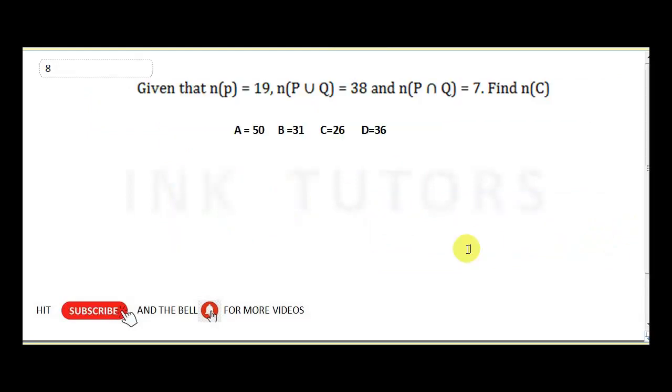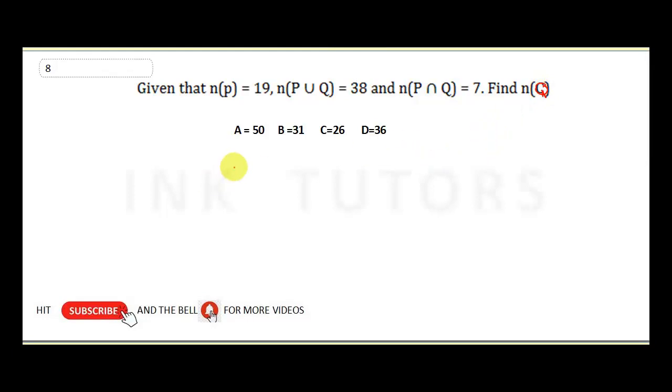Now this question says, if n(P), the number of elements in P, is equal to 19, n(P union Q) gives us 38, and n(P intersection Q) is actually 7. Find n(Q). Okay, I think there's an issue here, so I need to correct it.